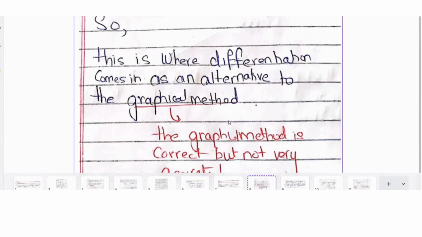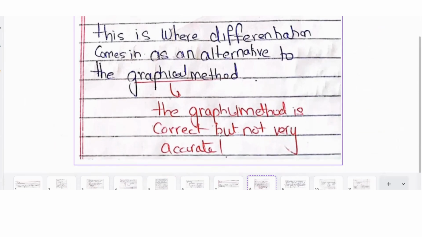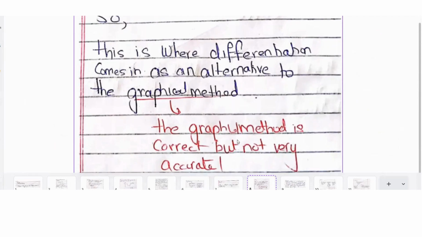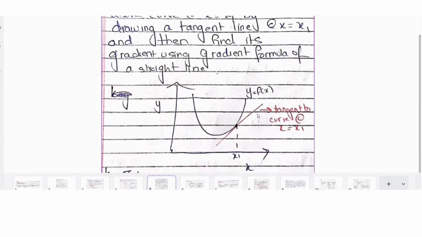So this is where differentiation comes in as an alternative to the graphical method to find the gradient of a curve at a point. The graphical method is correct, but it's not very accurate. So that's where we bring in differentiation, which is a mathematical method of finding the gradient of the tangent line at any point on the curve, which gives us the gradient of the curve at a point. Basically, differentiation allows us to find mathematically the gradient of this tangent line at a point on the curve, which gives us the gradient of the curve at the point.